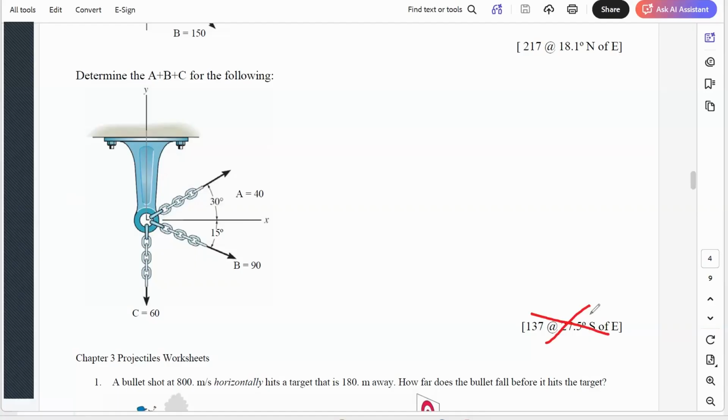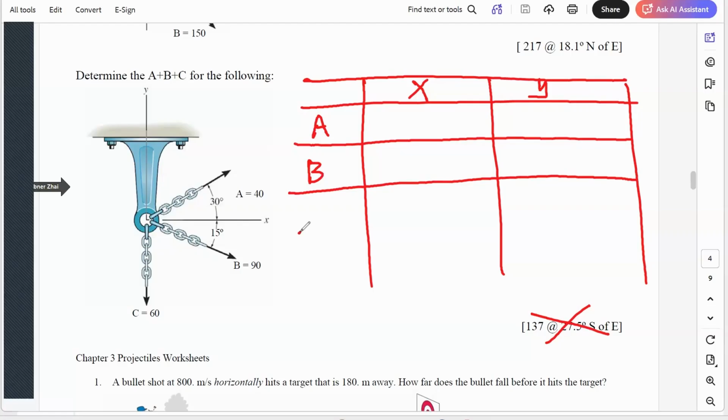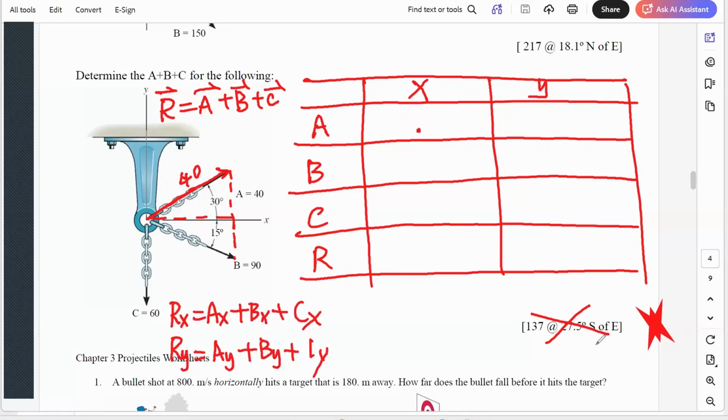So you draw a table, okay? That's X, that's Y. So you find the X component for A, find the Y component for A, find the X component for B, and C. Is it 0.87 here? 0.8660 about. So Leo, you do A, right? Okay. And then Abner, you do B. Daniel, you do C. So sine 15, right?